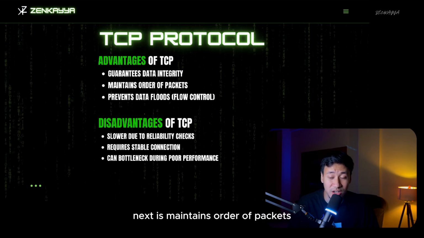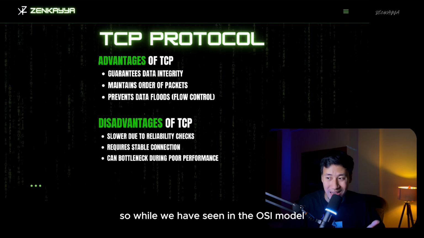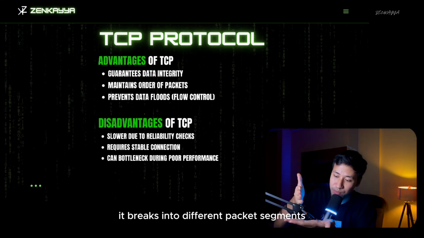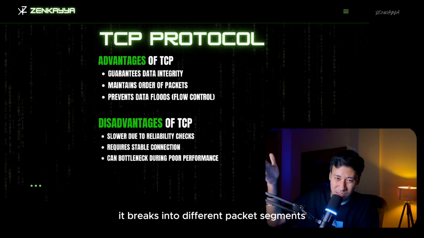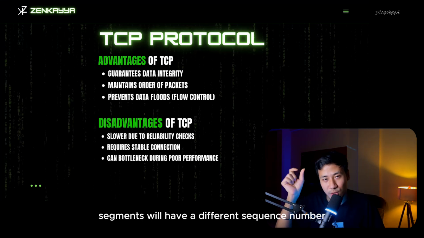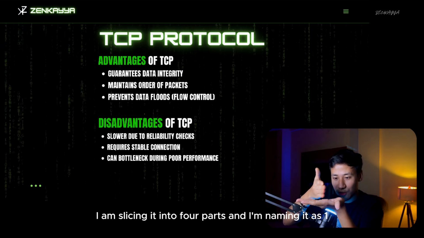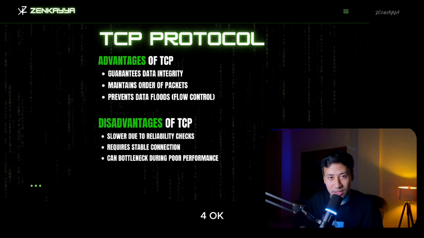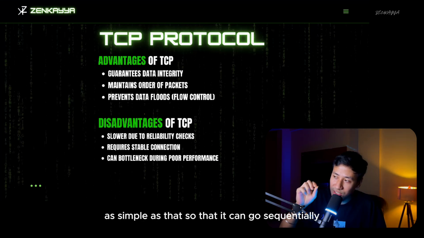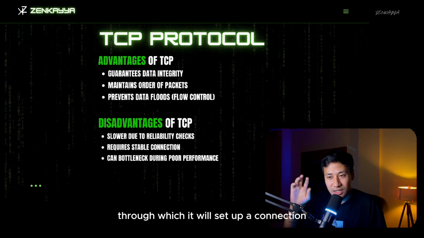Next, it maintains the order of packets. In TCP there is something called a sequence number. As we have seen in the OSI model, data breaks into different packet segments. All those different segments will have a different sequence number. Imagine a long message, I am slicing it into 4 parts and naming them 1, 2, 3, 4, so that it can go sequentially. It will follow a sequence through which it sets up a connection.